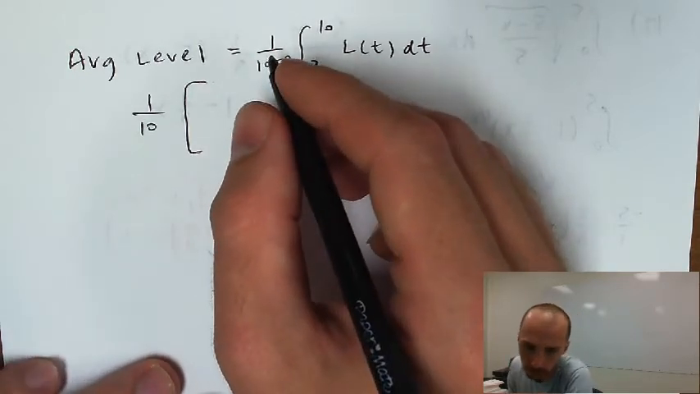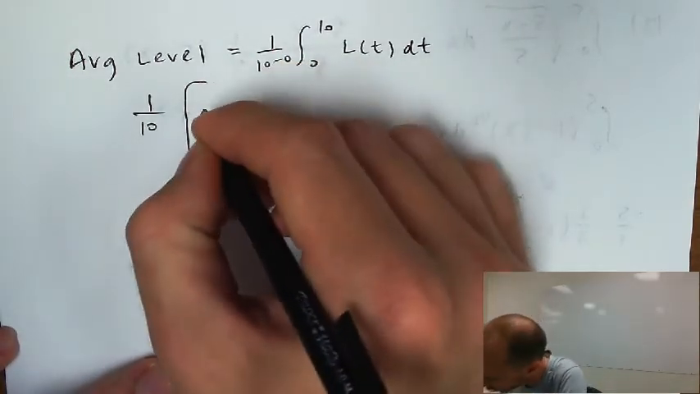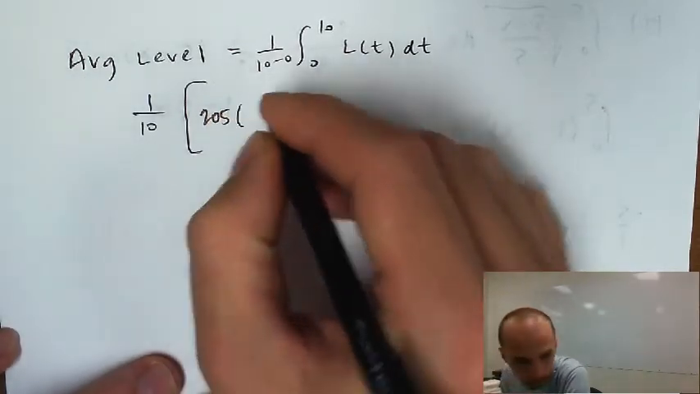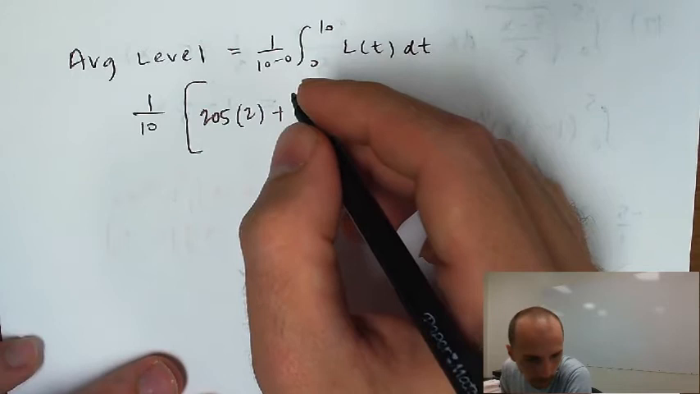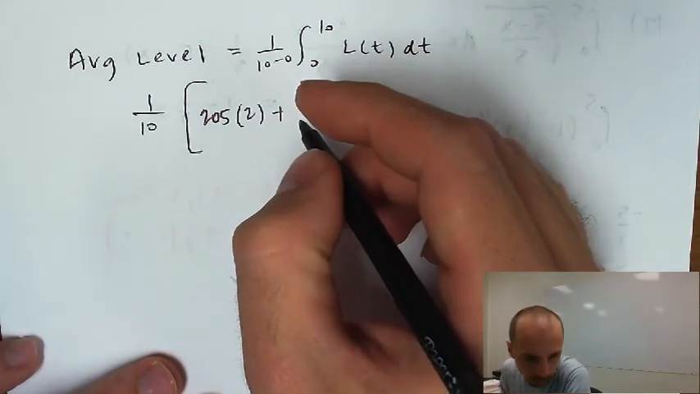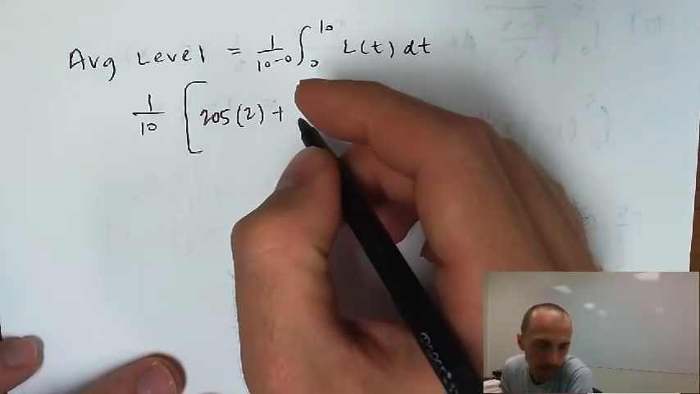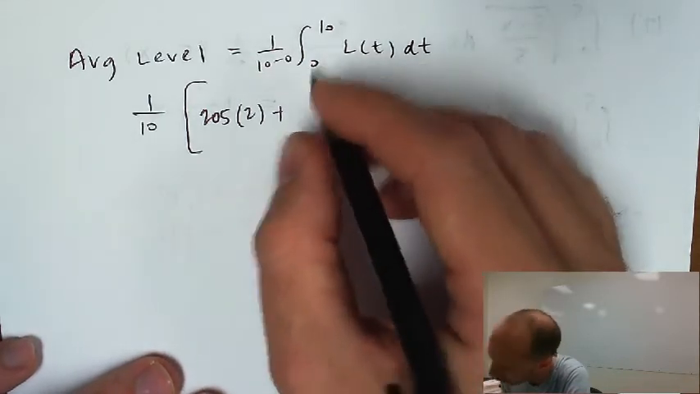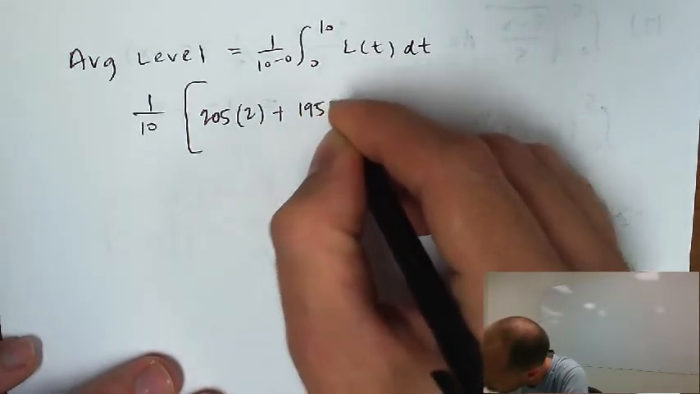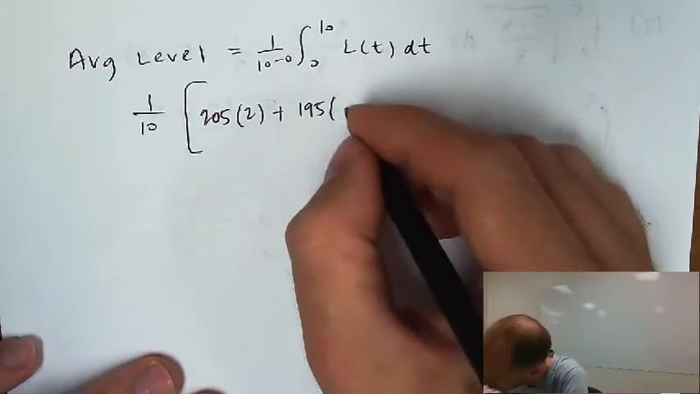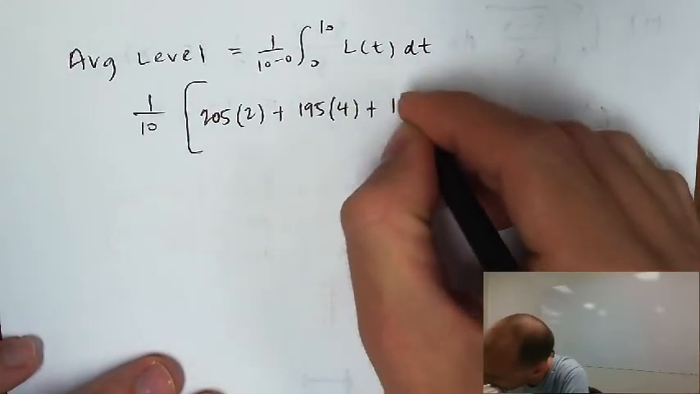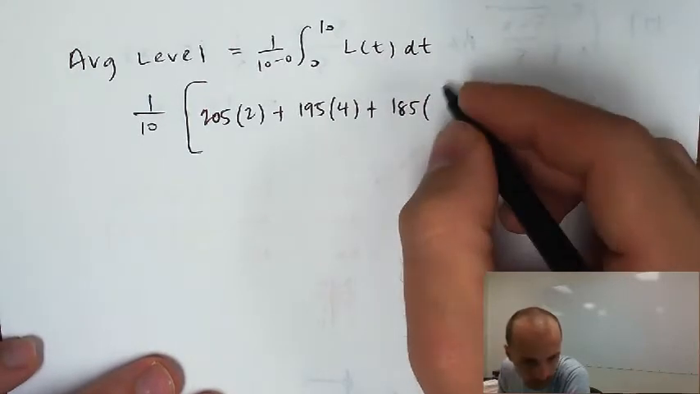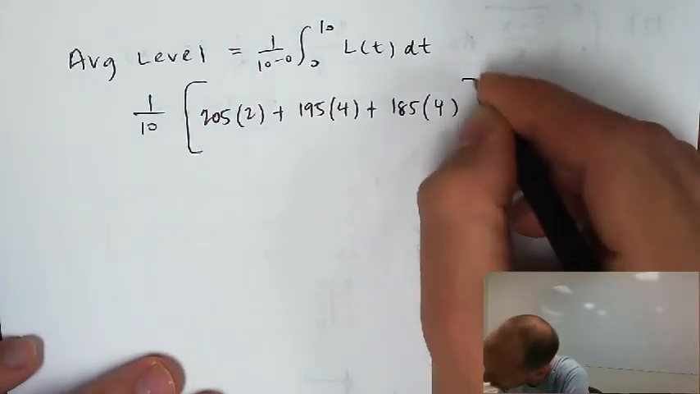So 210 plus 200 divided by 2 is 205, multiplied by the width, which is 2. Plus, okay, average the levels, whatever they're calling the output, 190 and 200 is 195, multiplied by the width, 2 to 6 is a width of 4. And then I'm going to average 190 and 180, and that's 185. And I'll multiply by 6 to 10, that's 4.